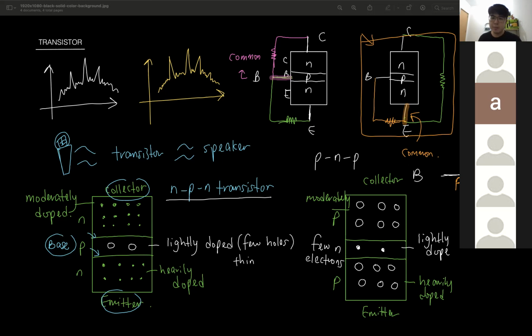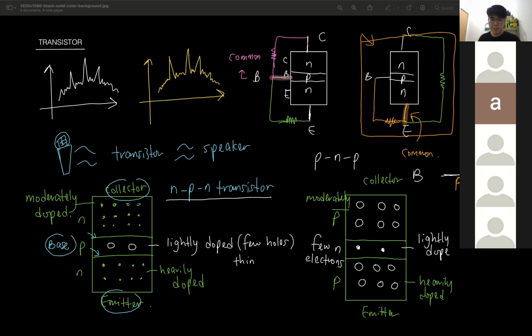Okay, this is how we identify the type of transistor. Again, the terminal with the arrow is the emitter, the one at the middle is the base. And then we look at the arrow, current always flows from positive to negative. So this is P, this is N, and the other one must be N. So this is a PNP transistor.